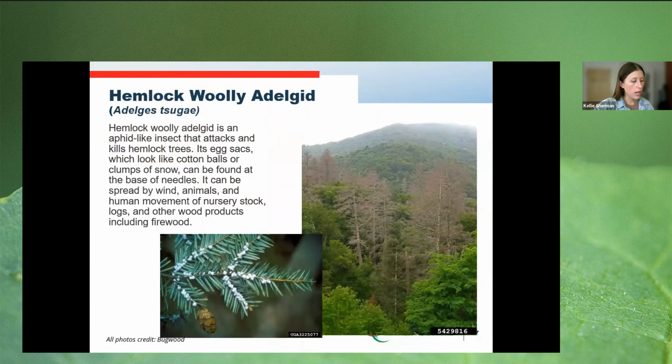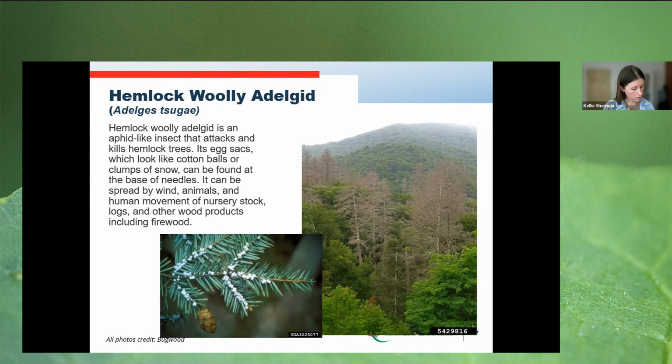Okay, moving on to Hemlock woolly adelgid. This one might be a little bit less familiar, but who knows? Hemlock woolly adelgid is an aphid-like insect that attacks and kills hemlock trees. Its egg sacs, which look like cotton balls or clumps of snow, can be found at the base of needles. It can be spread by wind, animals, and human movement on nursery stock, logs, and other wood products, including, of course, firewood. This pest actually affects the eastern hemlock.